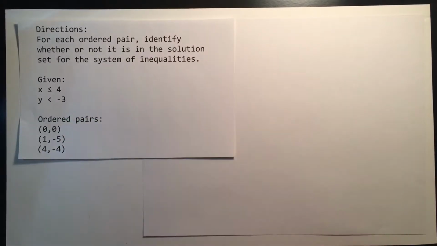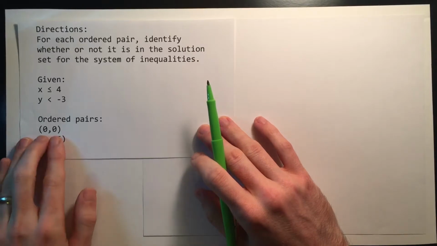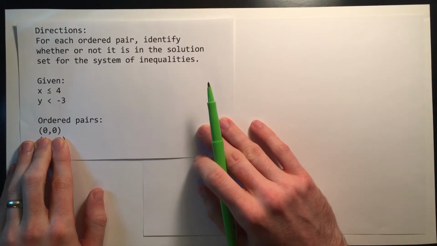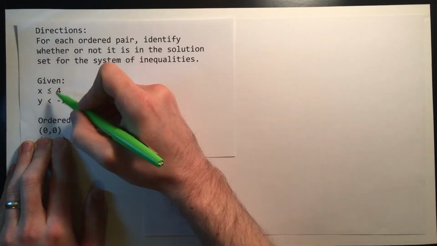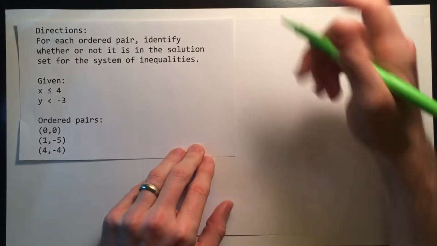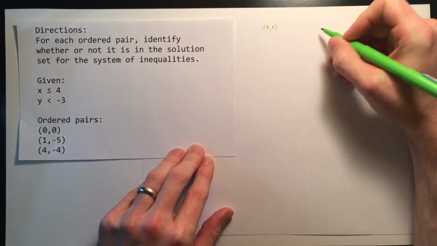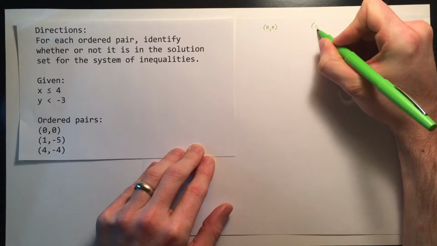So really what we have here is three different problems. If you were taking a test, for example, you may just have one ordered pair and you just have to test that ordered pair in both inequalities. We're just going to do that 3 different times. And so I'm just going to set up the different problems so that we can organize ourselves and remind ourselves of what we're trying to accomplish.